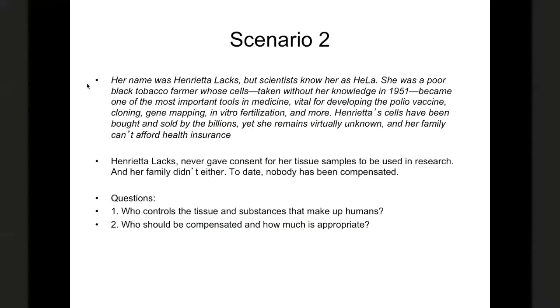Okay, so here's another scenario. This gets at compensation because we're all familiar with this scenario, I'm sure. Henrietta Lacks, a tobacco farmer, had her cells taken without her knowledge, without consent, back in the 50s. They became one of the most important tools in medicine, vital for developing all sorts of vaccines, gene mapping, cloning, etc. She never gave consent for her tissue samples to be used in research, and her family didn't either. To date, nobody's been compensated. So the question: who controls the tissues and the substances that make up humans in general?